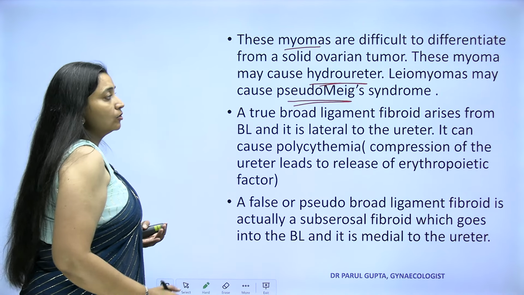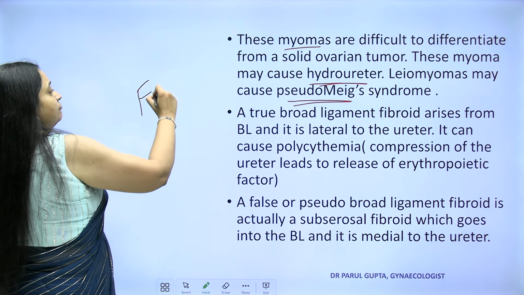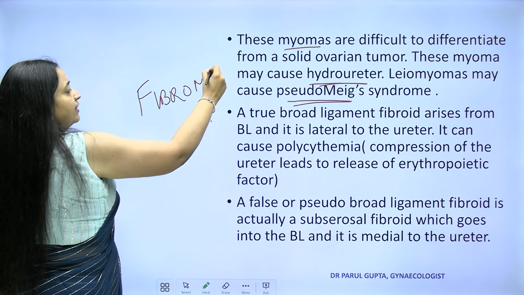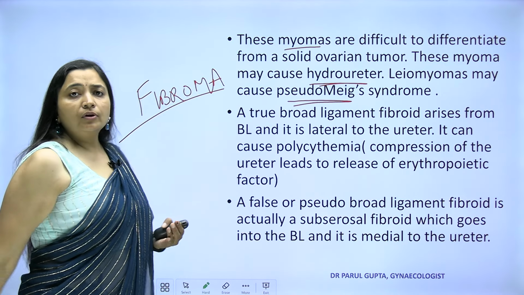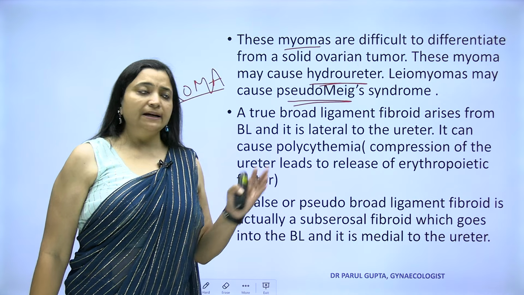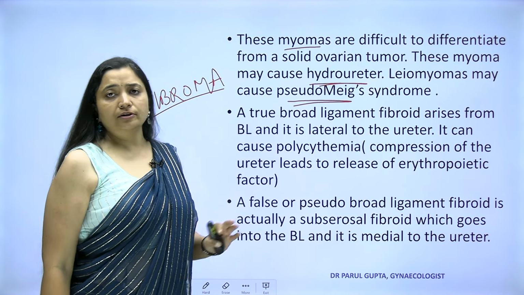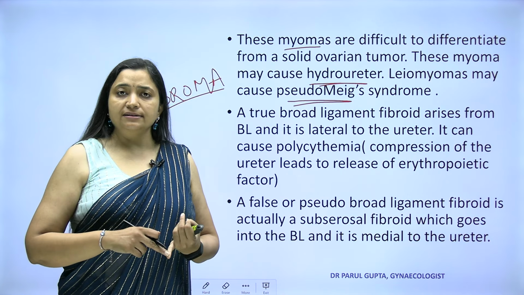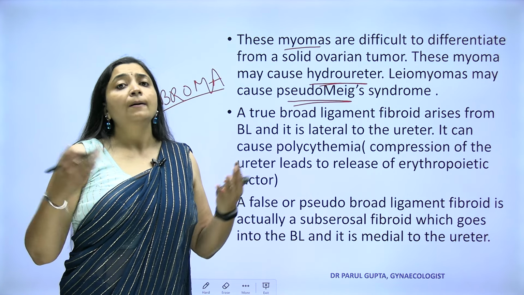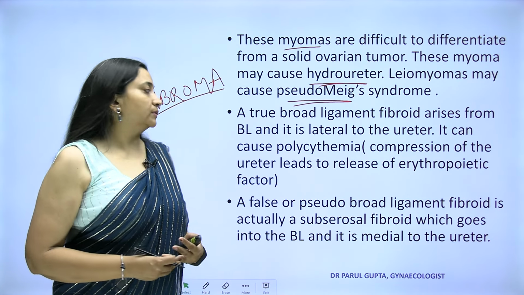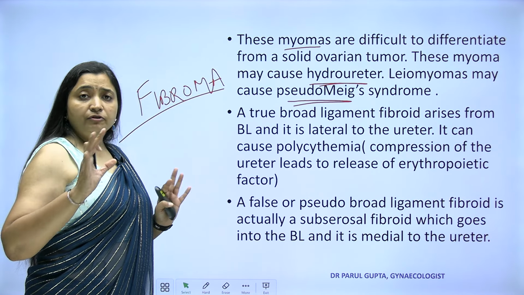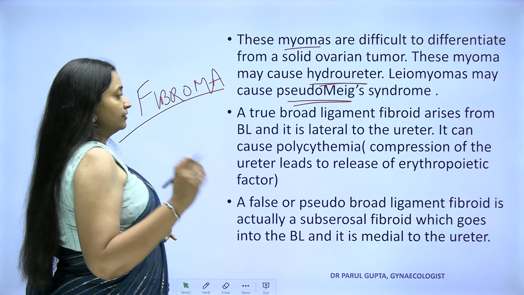What is pseudo-Meigs syndrome? Generally in cases of fibroma of the ovary, you find Meigs syndrome, where there is pleural effusion and ascites. But in these cases it is pseudo-Meigs syndrome: in a broad ligament fibroid you can find ascites and pleural effusion, but this is not an ovarian tumor. So a broad ligament fibroid usually causes confusion between an ovarian tumor and a fibroid.